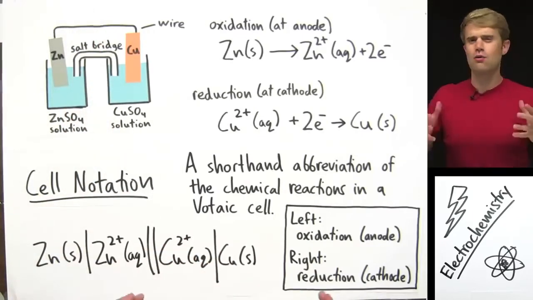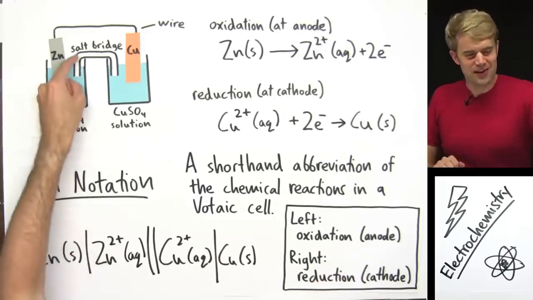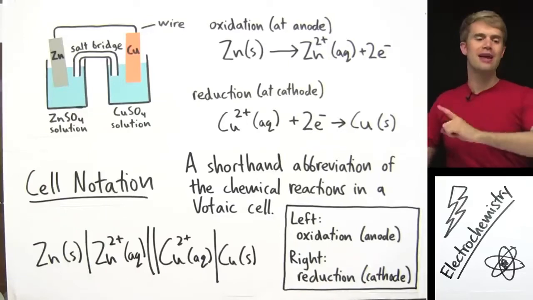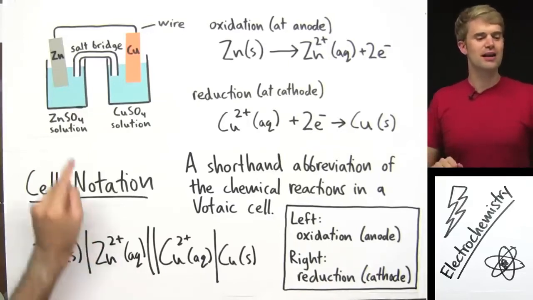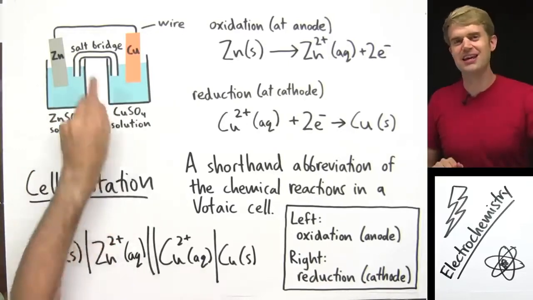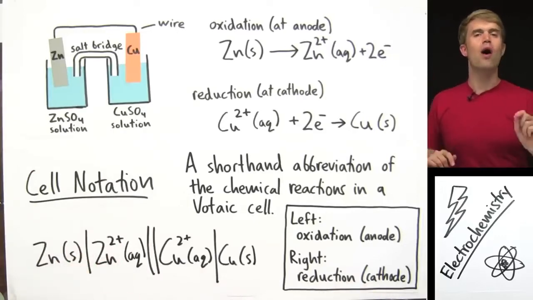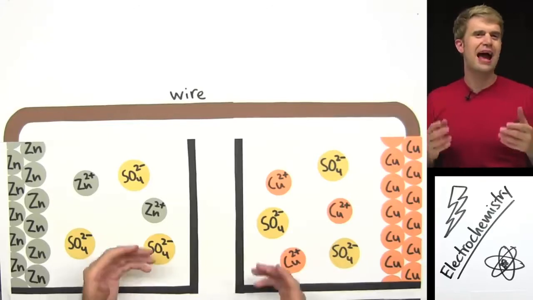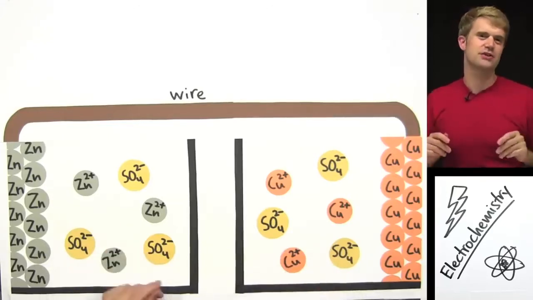We have the oxidation process, and then two lines showing the boundary, and then we have the reduction process. So finally, we've talked a little bit about the salt bridge. I said we'd discuss it at the very end. So let me take a minute or two and explain what the salt bridge is, what it does, and why it's important in a voltaic cell. The salt bridge helps to balance out charge in the voltaic cell.